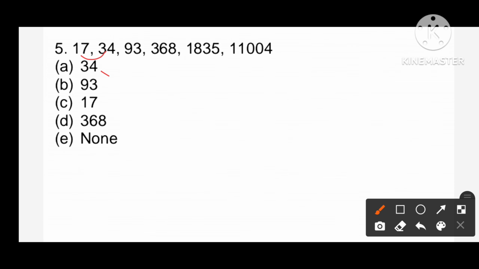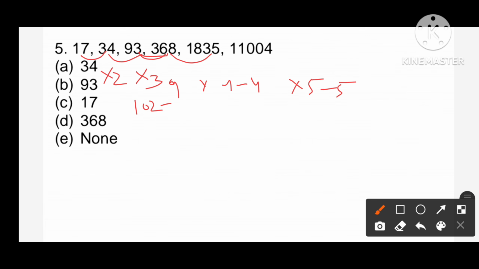It is into 2 times. It is into 3 times. We get 102 minus 9. So minus 9. Next one, 93 four times: 360 plus 12, 372 minus 4. So into 4 minus 4. Here we get into 5 times, which will be 1840 minus 5. So into 5 minus 5.